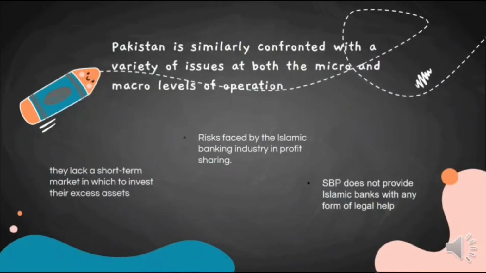and micro level of operation. The first one is they lack a short-term market in which to invest their excess assets. The second one is the risk faced by the Islamic banking industry in profit sharing is so great that all Islamic banks in Pakistan invest in sectors that provide reliable returns. The next one is SBP does not provide Islamic banks with any form of legal help. Islamic banks do not have the legal backing, the necessary know-how and skilled human resources to measure the financing project.